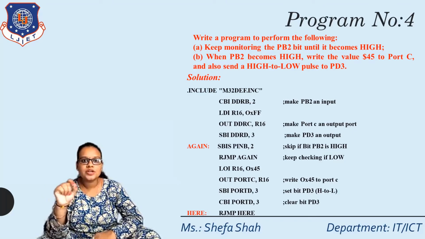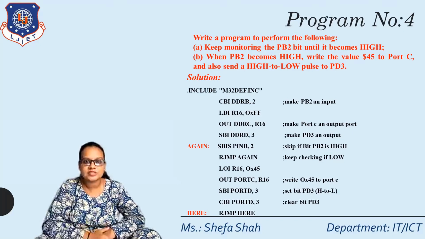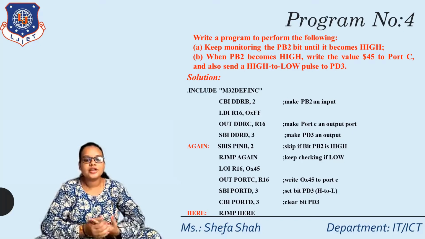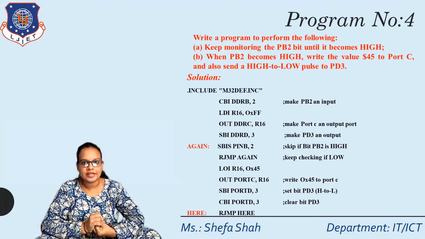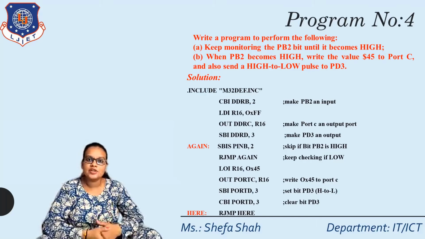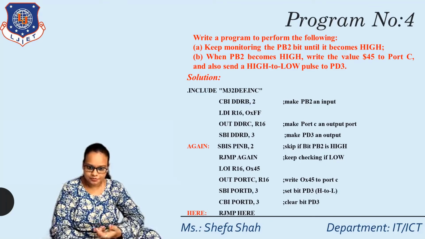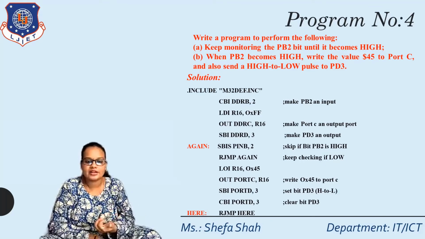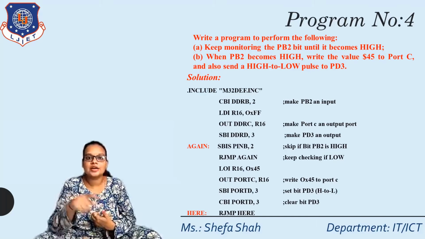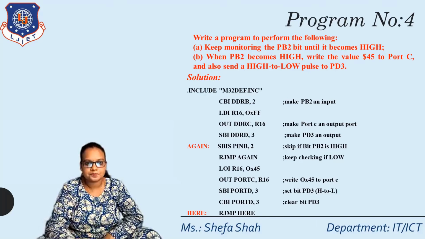So what we need to do is send 45 to port C. So we will load 45 data into R16 and R16 is sent to port C using the OUT instruction. And we also need to send a high to low bit in port D. So first we will use SBI, so it will be a high on port D, and then we will use CBI PORTD comma 3. So it will be a low instruction. Right, and next we don't want to do anything, so there will be a continuous jump instruction, that is rjump here. So this is a program example related to the SBIS instruction.